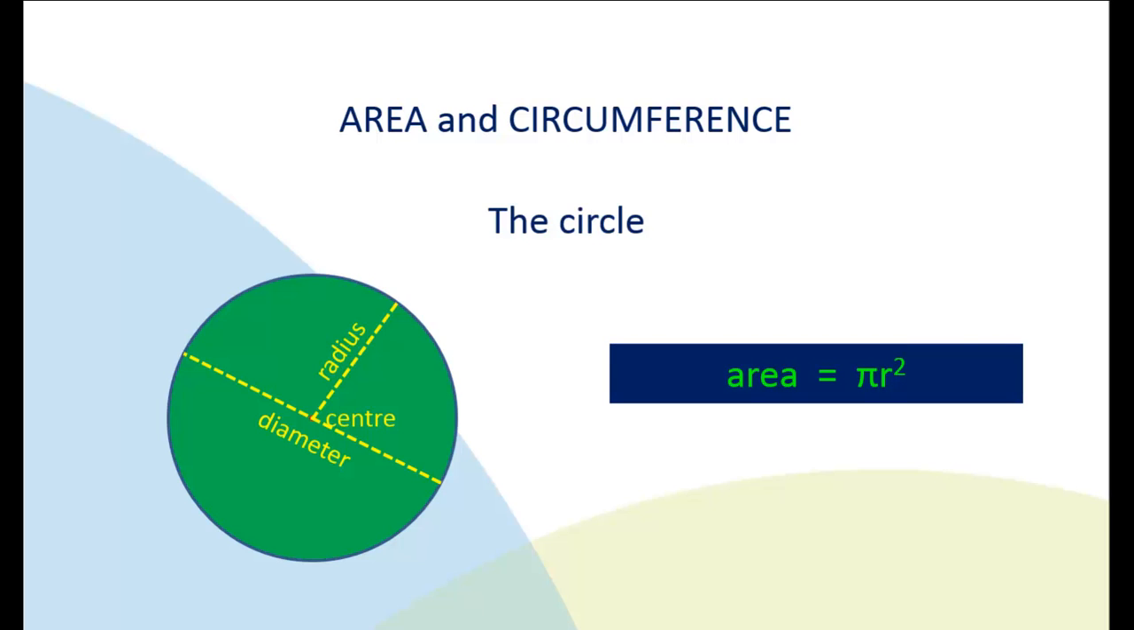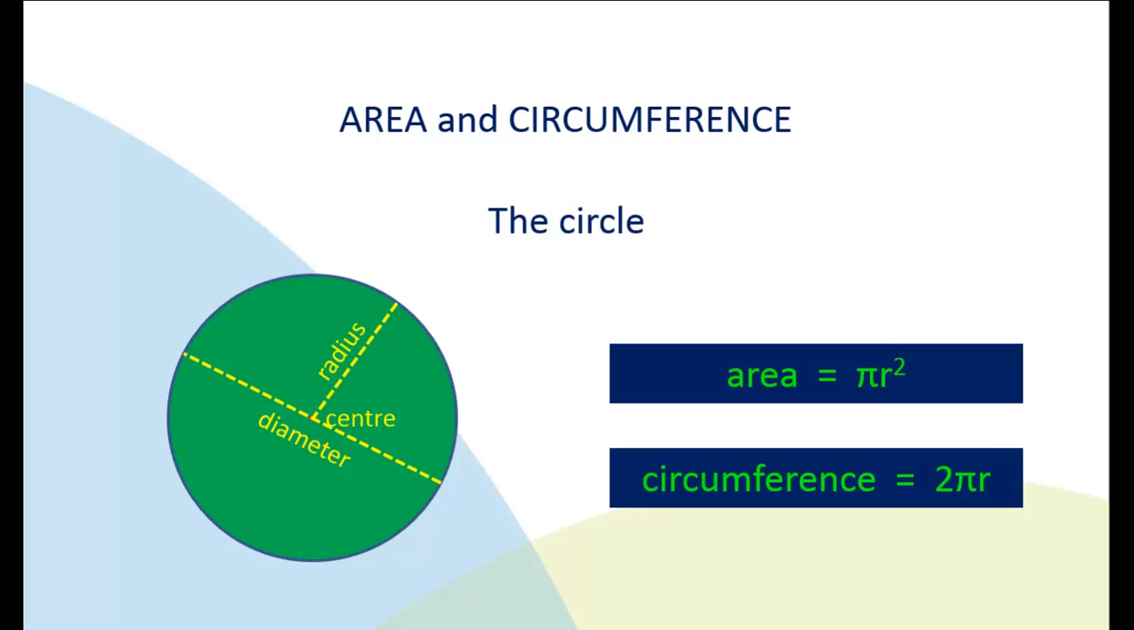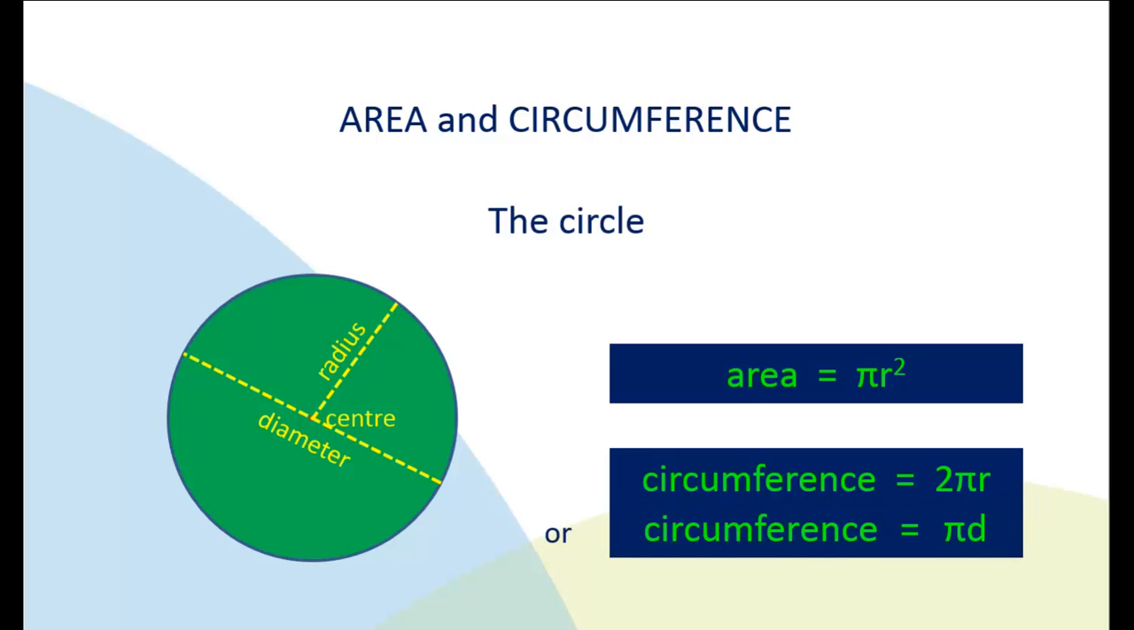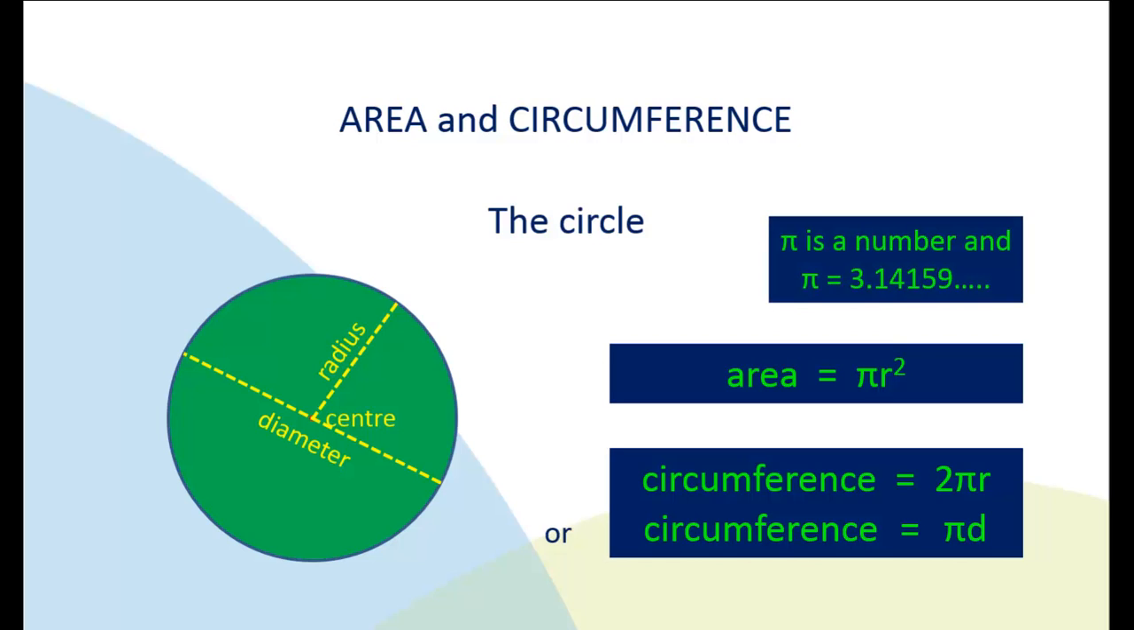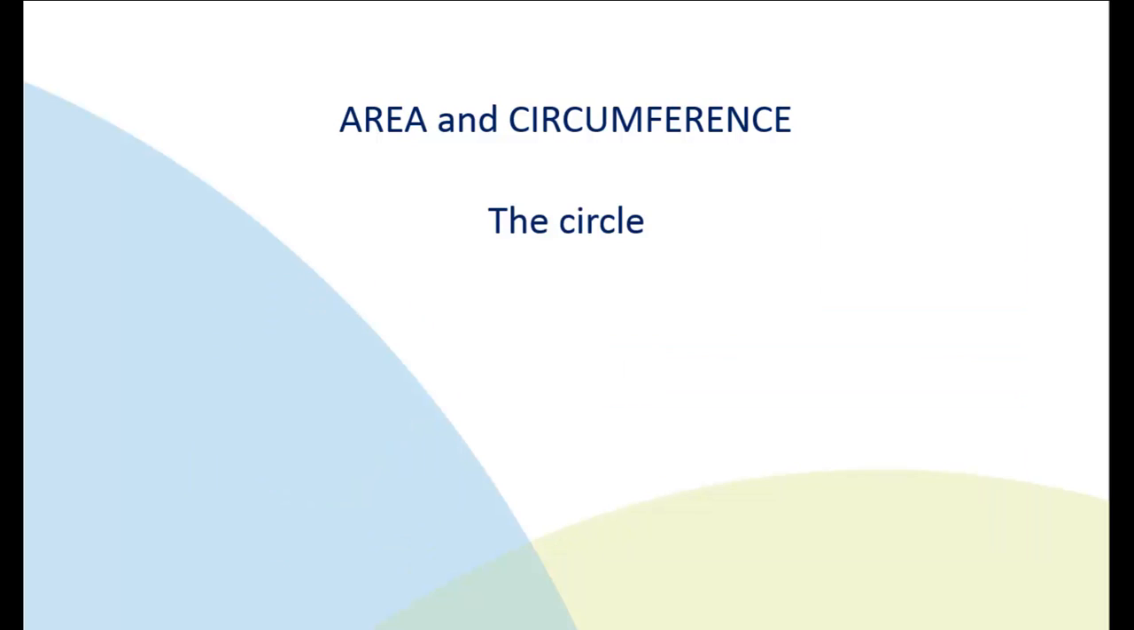And the area of a circle is pi r squared. So it's the number pi times the radius squared. And the circumference is 2 times pi times the radius. Or we could call it pi times the diameter. And that's because 2 times the radius is the same as the diameter. So the circumference, 2 pi r or pi d. And remember, pi is just a number, 3.14159, going on forever and ever. And we'll generally take it from our calculator.